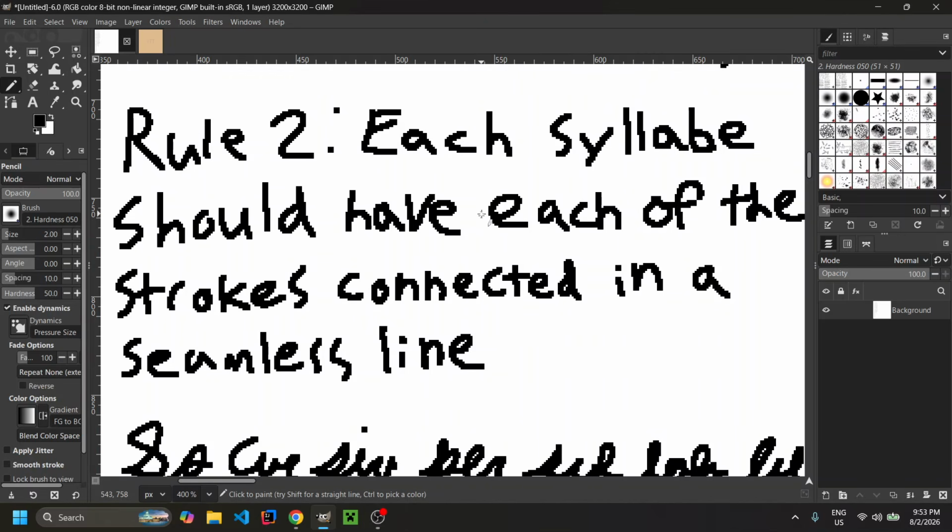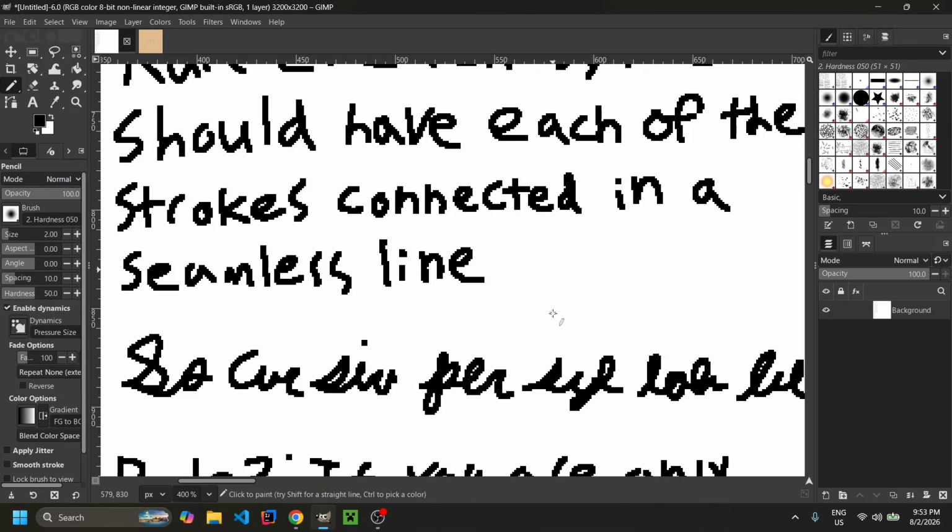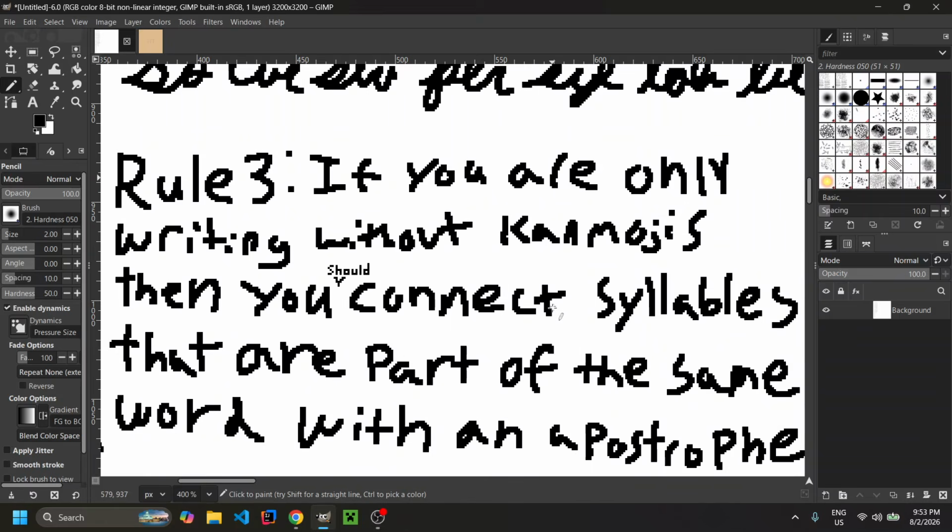Rule number 2, each syllable should have each of the strokes connected in a seamless line. So cursive per syllable, fancy, but also remember this example does not follow rule 1 because over here we have a lot of messiness going on. We will find actual examples later where we combine it with our 3rd rule.